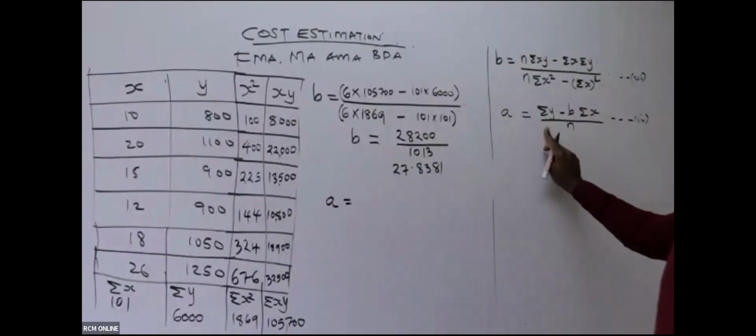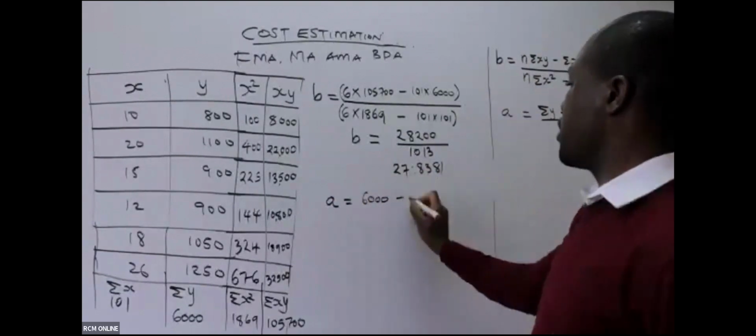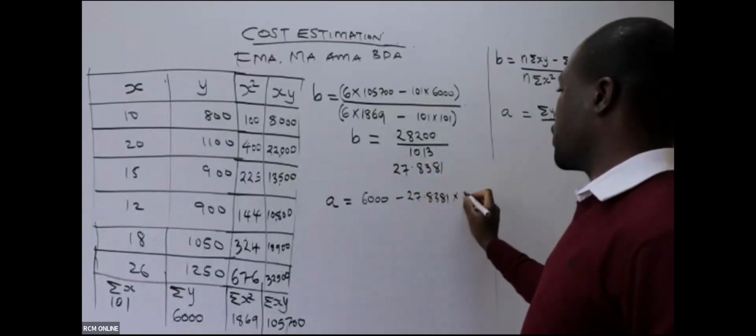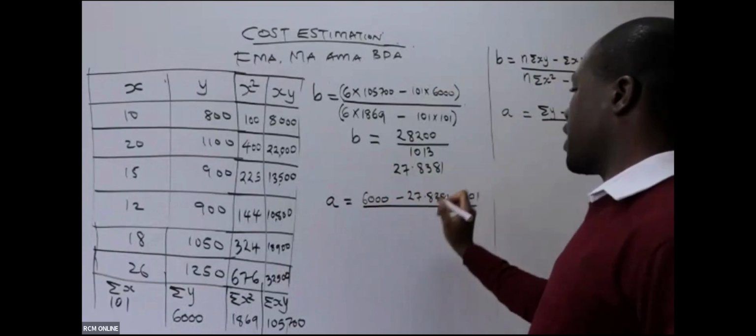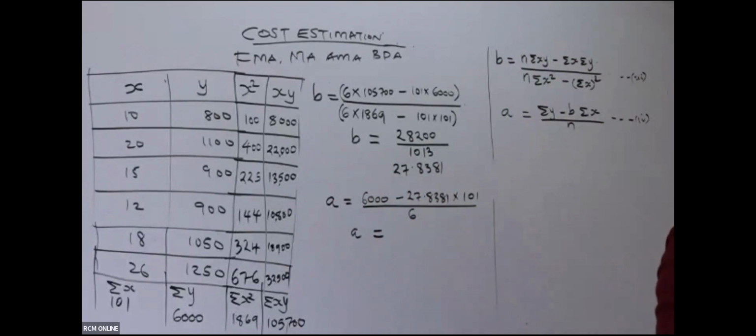So the value of A is summation of Y, which is 6,000, minus B, 27.8381, multiplied by summation of X, which is 101, then everything divided by N, which is 6. So what is the value of A?